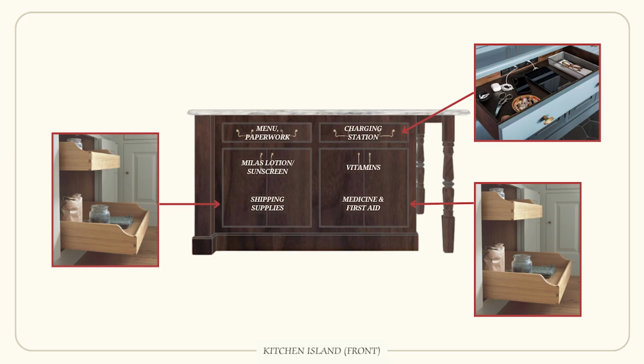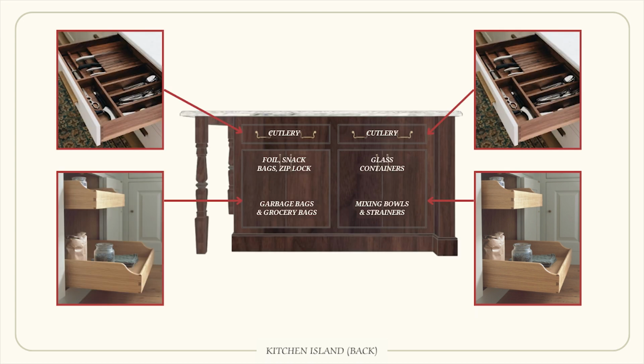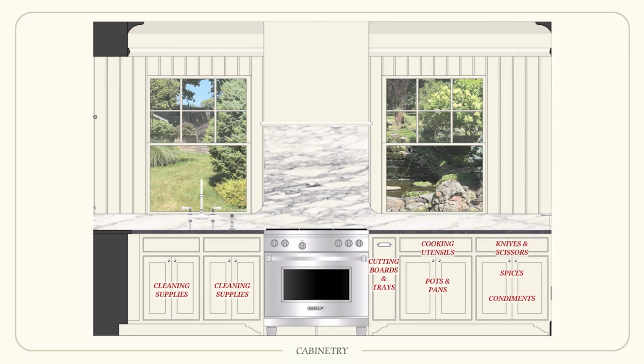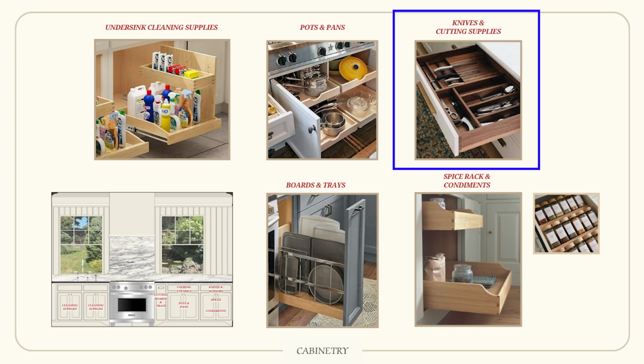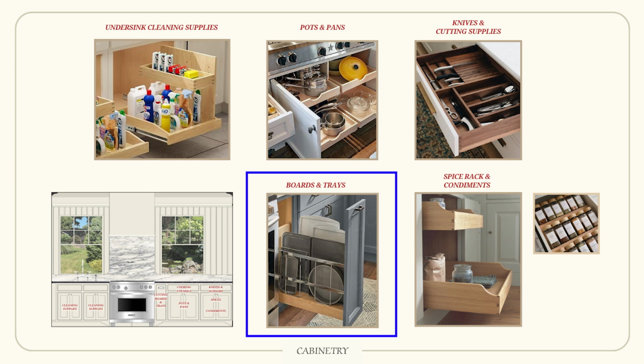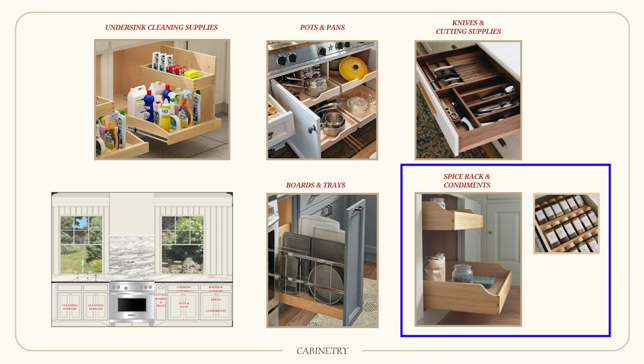And here is a little presentation of all the elevations and photos of the interiors that I intend to design. So we have the kitchen island with the photos of the charging station, opening up the cabinets to pull out drawers. The other side of the island that has the cutlery and more drawers for different things that we keep in the kitchen. And then this elevation with the cleaning supplies, the pots and pans, the cutting supplies, the little skinny pull-out drawer for boards and trays, and a spice rack and a drawer for condiments.